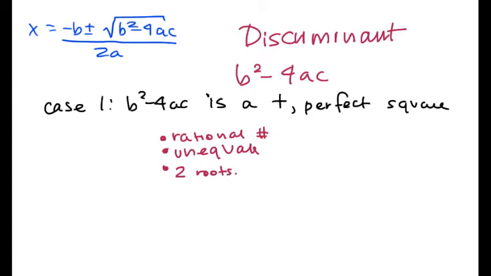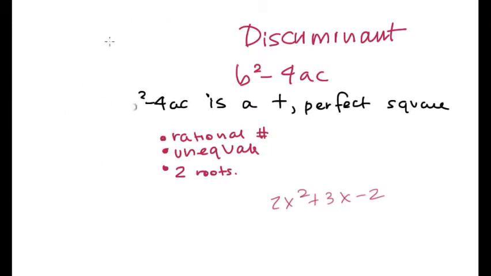So that's the first case, and a famous case would be, I don't know, I can't even think of one. Let's go with one in your textbook. The textbook says 2x squared plus 3x minus 2. The discriminant is going to be a positive perfect square. So what do they mean by that?